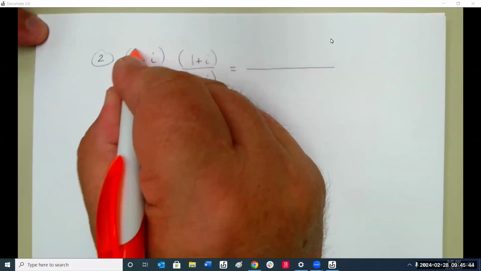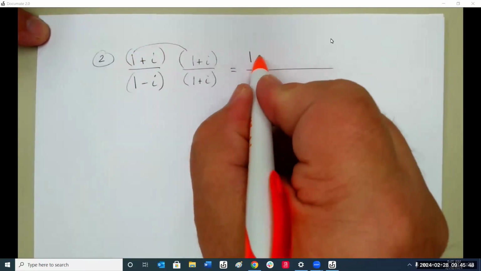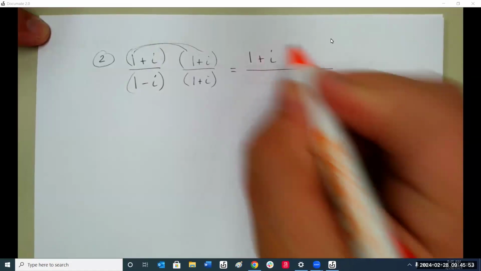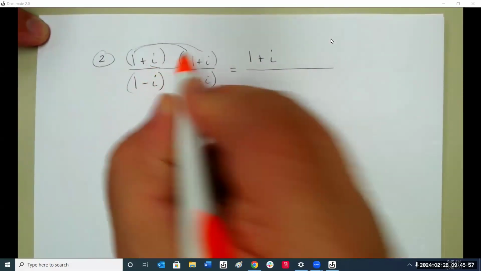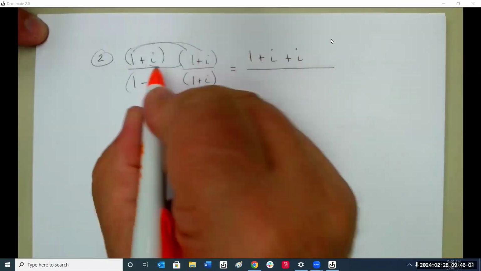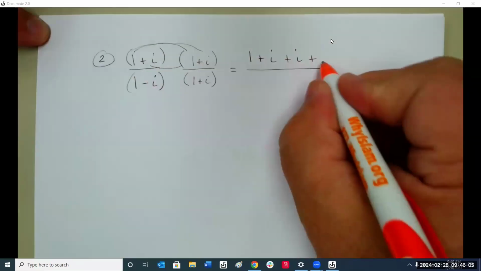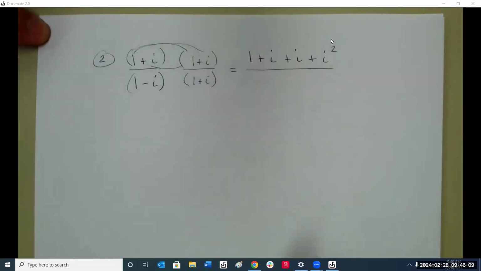So on the top, 1 times 1 is 1. Positive times positive is positive. 1 times i is i. On the next one, positive, positive is a positive. i times 1 is i. Positive and positive. i times i is i squared. That's the top. Now the bottom.